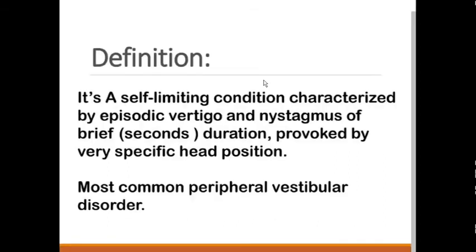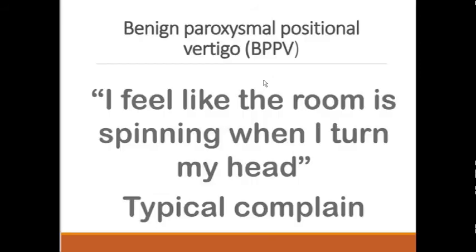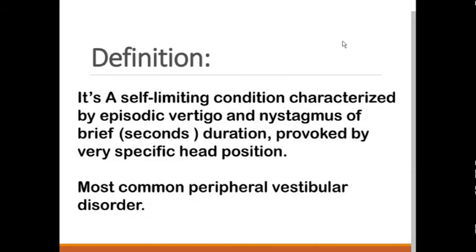It's a self-limiting condition characterized by episodic vertigo and nystagmus of a few seconds. It lasts for a few seconds, okay? Maximum minutes, 4 to 5 minutes. And it is, remember, positional in nature. What is the name? B, it's benign. Paroxysmal, it comes in episodes. Positional, so it is positional in nature. That means the patient gets this vertigo only in certain positions, not always. So it is positional in nature, and it is the most common peripheral vestibular disorder.